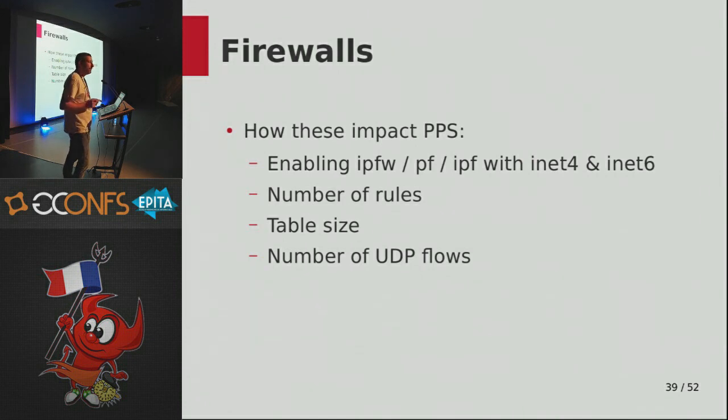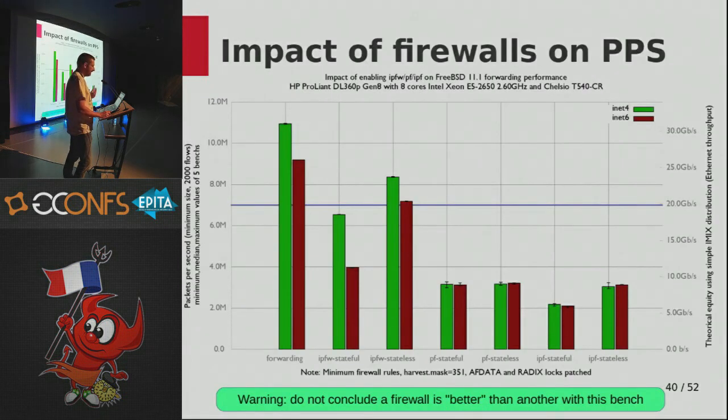In the next graph, I will not compare the firewalls. It's a very important distinction. I will just compare how badly they impact my routing and firewalling. Okay, all benches are wrong. So don't interpret this benchmark by saying that PF sucks in front of ipfw. It's not what this bench means.